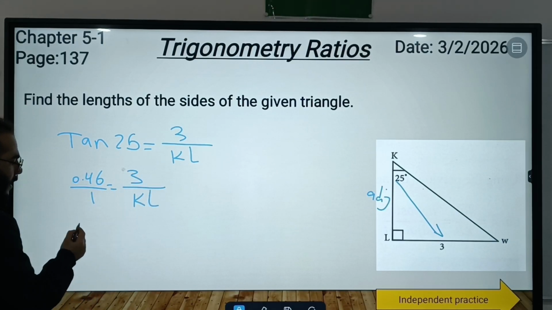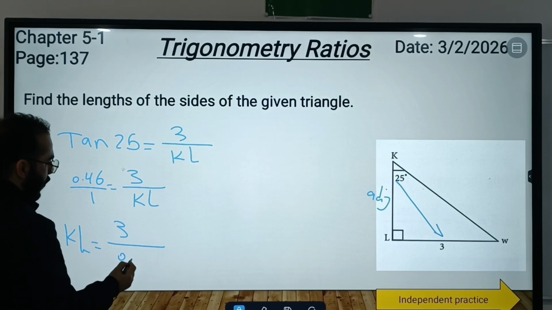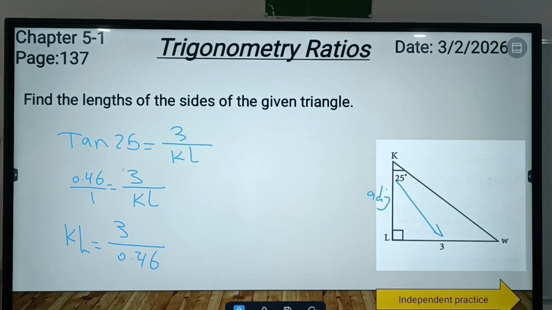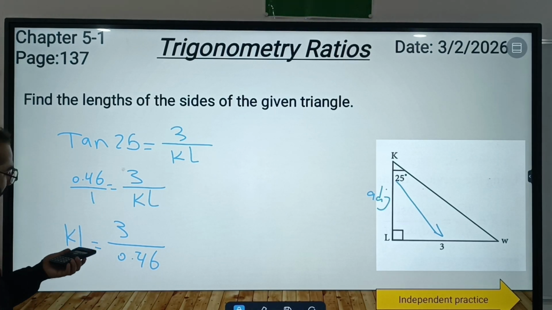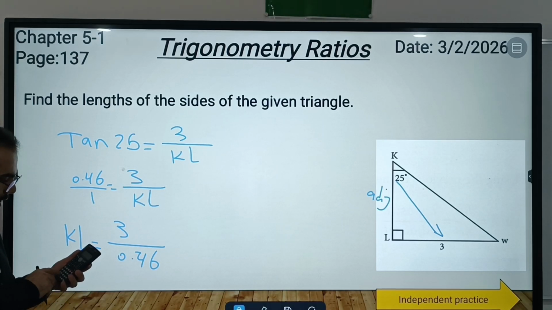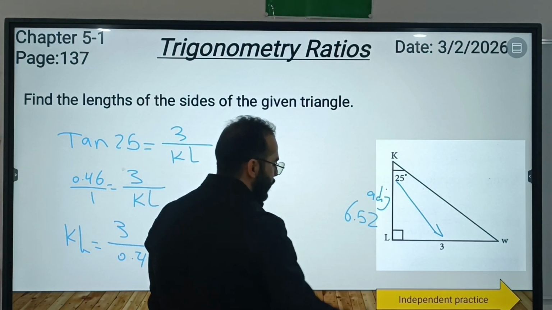So make a cross product. KL equals 3 over 0.46. After simplifying, I hope that you can simplify this by yourself. I just skipped a step here. So at the end, you are going to deal with KL equals 3 over 0.46, which is 6.52. So adjacent is equal to 6.52.